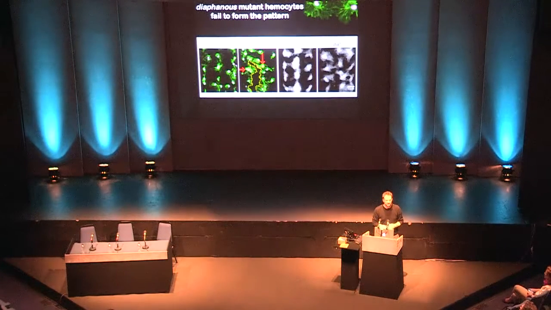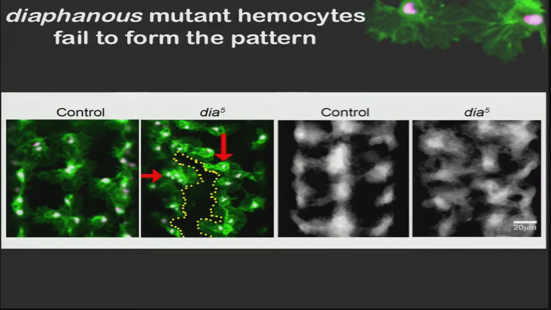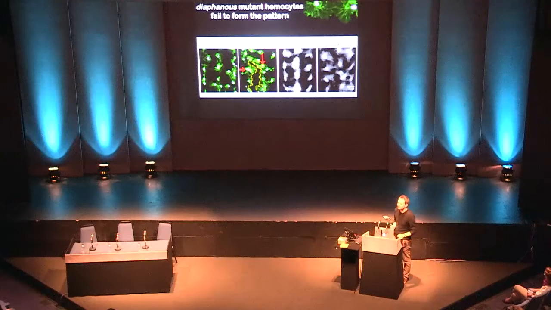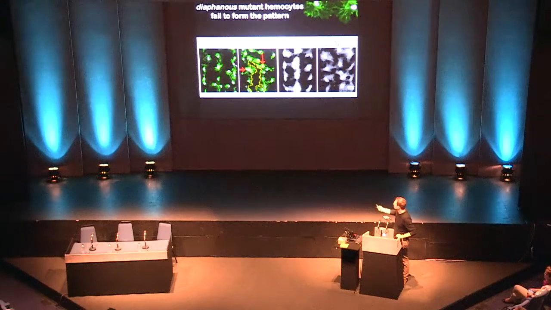So we looked at the patterning of hemocytes in embryos, control embryos, and those that are mutant for diaphanous. And whilst in control cells, the hemocytes space themselves out quite nicely and form this three-line pattern, we see in diaphanous mutant embryos that the hemocytes fail to do this. And you get regions where they coalesce together and other regions where you've got large spaces where the hemocytes aren't present at all.